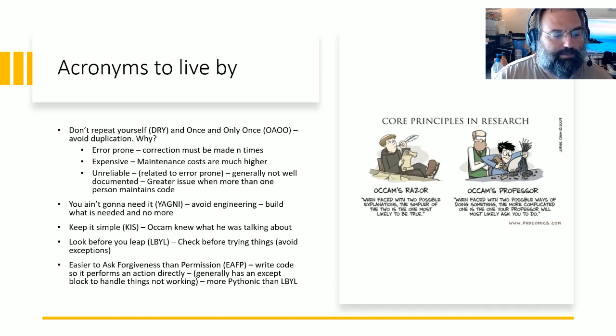Look before you leap. So that's where you basically want to check before trying to do things, so you essentially are avoiding exceptions. Sometimes it's easier to ask for forgiveness than permission. So EAFP, where you write code that performs an action directly, and you deal with an exception block if things are not working well. That's closer to being more Pythonic than the LBYL. Like I said previously, you want to strike a balance between those two extremes. You probably don't want to do a whole lot of looking before you're leaping, but you also don't want to always just ask for forgiveness rather than permission.